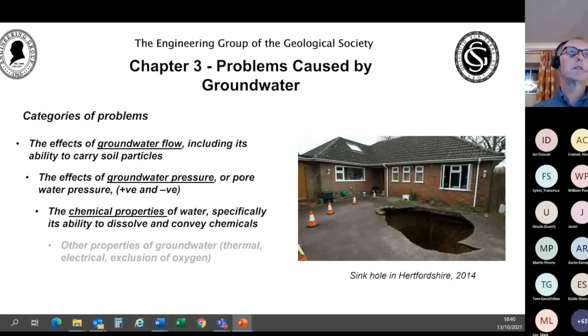And these are the effects of groundwater flow, including its ability to carry soil particles, the effects of groundwater pressure or pore water pressure, that's positive and negative, and the chemical properties of water, specifically its ability to dissolve and convey chemicals. There are some other properties of groundwater, thermal and electrical, but in the literature, these do not seem to cause a large number of problems in geotechnical engineering. And so our examples tend to fit into those three categories. Next slide, please.